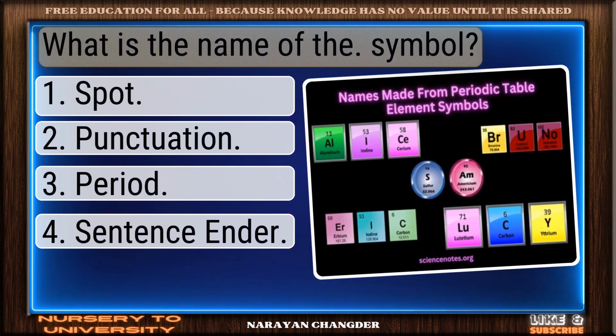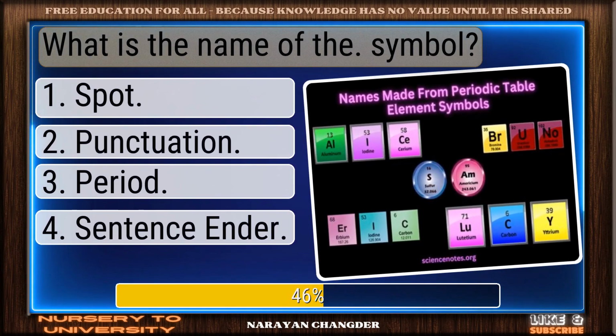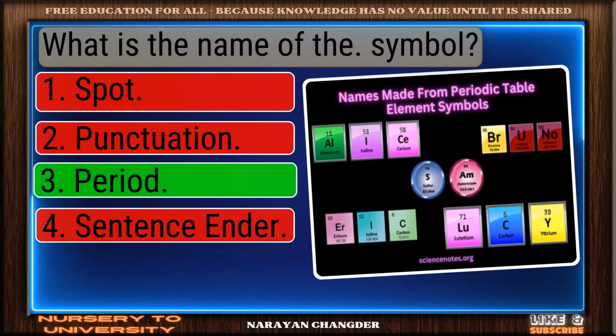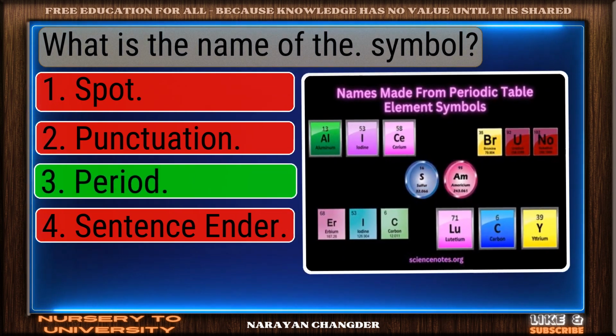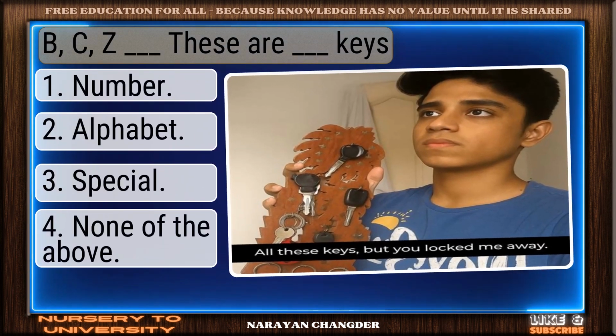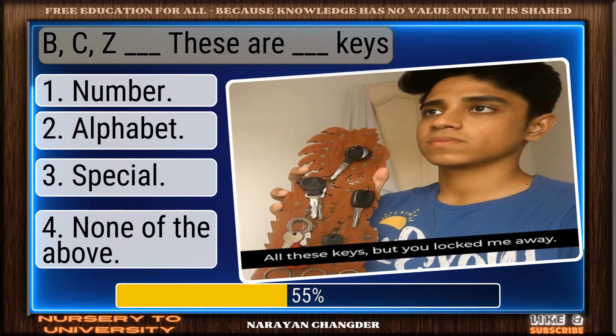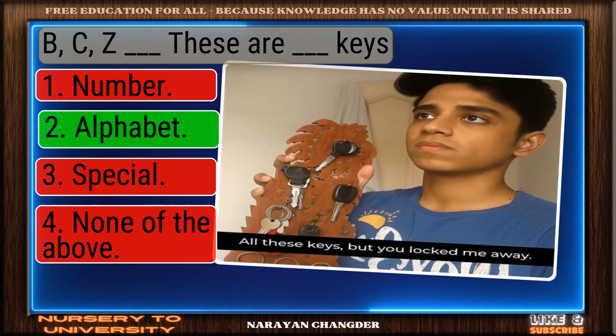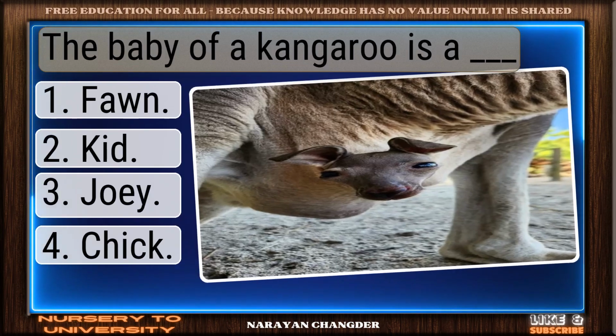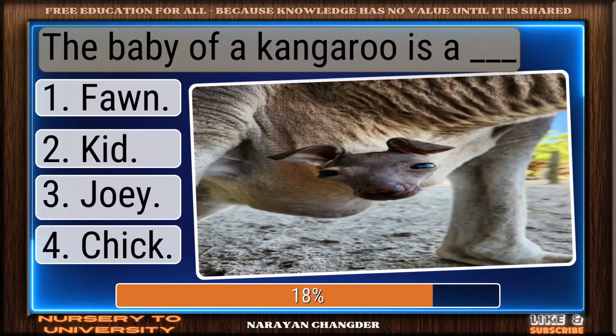What is the name of the symbol? Smart move. Period is an accurate answer. These are dash keys. Right choice. Alphabet is the best answer. The baby of a kangaroo is a dash.